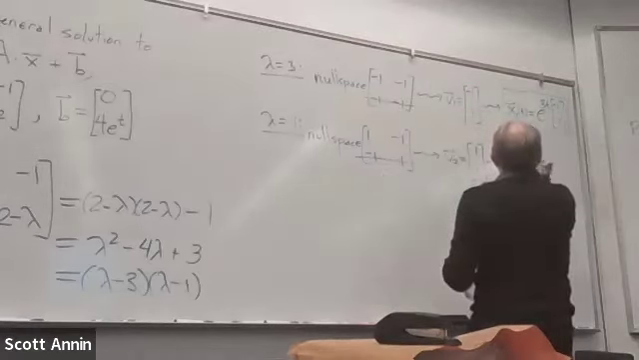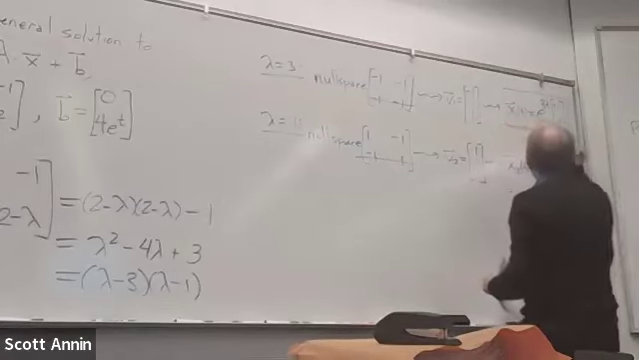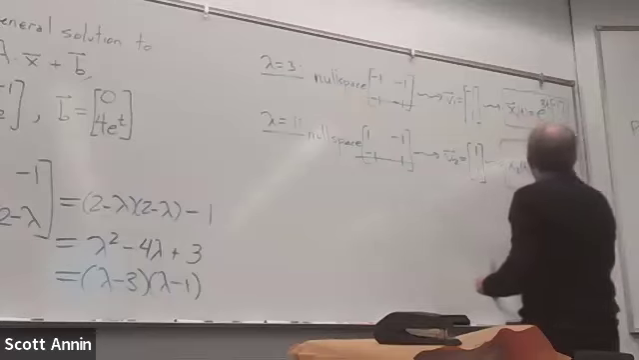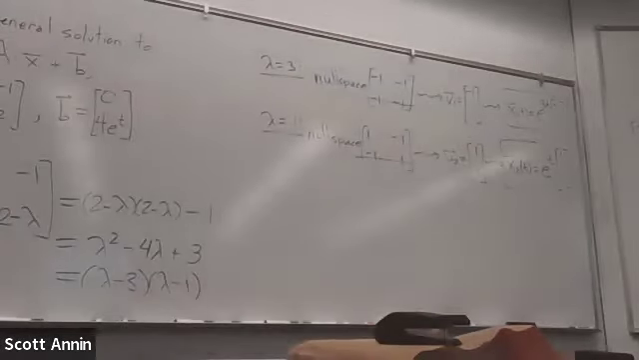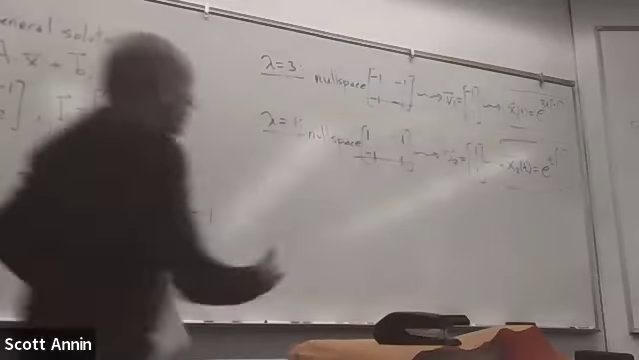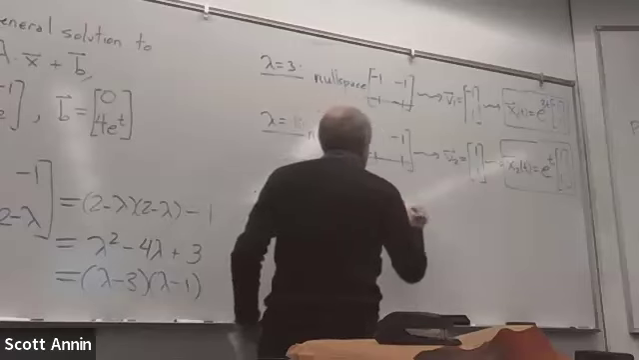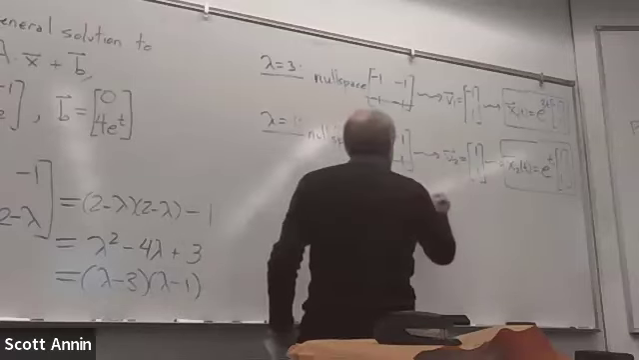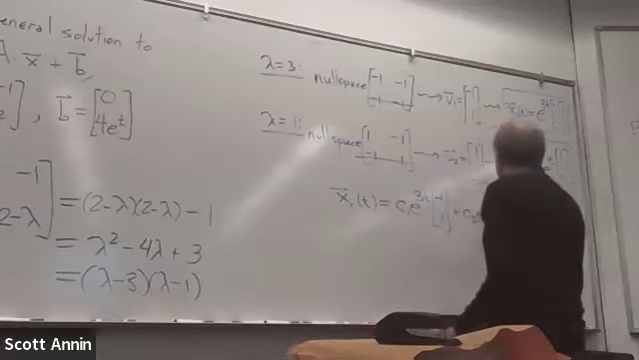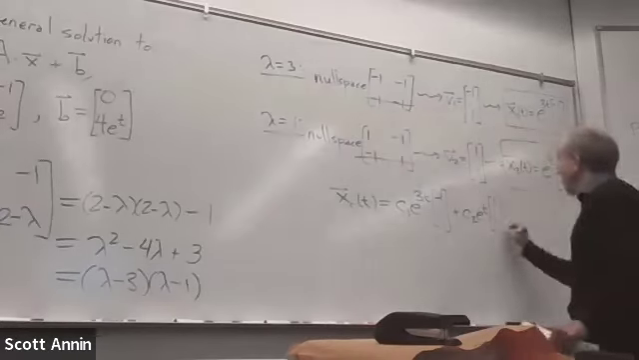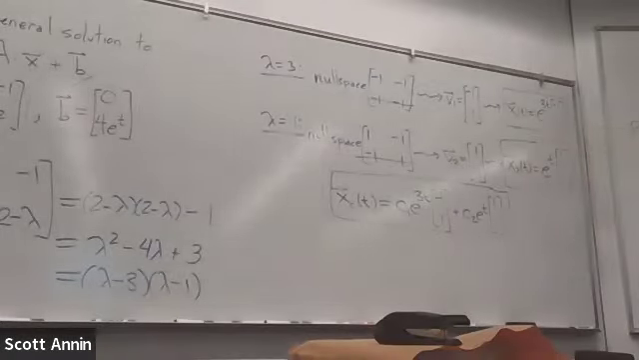And we'll build our second solution here, which is just going to be x2 of t equals e to the t times 1, 1. Everybody with me? That's basically step one, more or less. Of course, we can write down the complementary function, c1 times e to the 3t times negative 1, 1, plus c2 e to the t times 1, 1. Everybody okay?